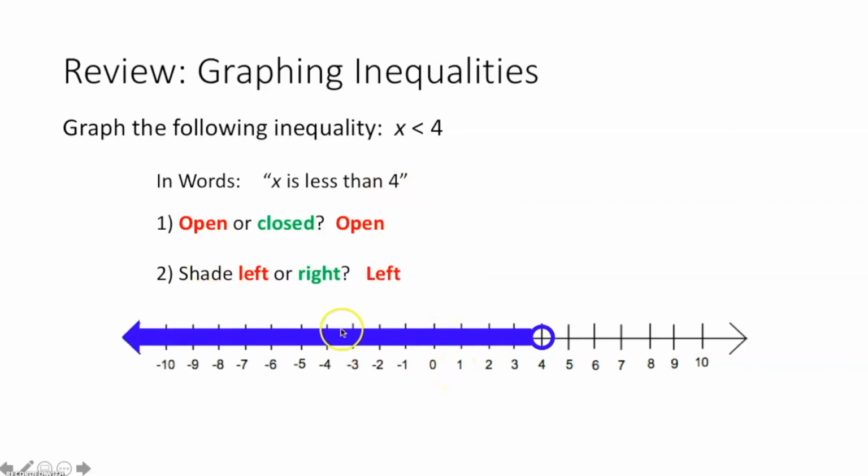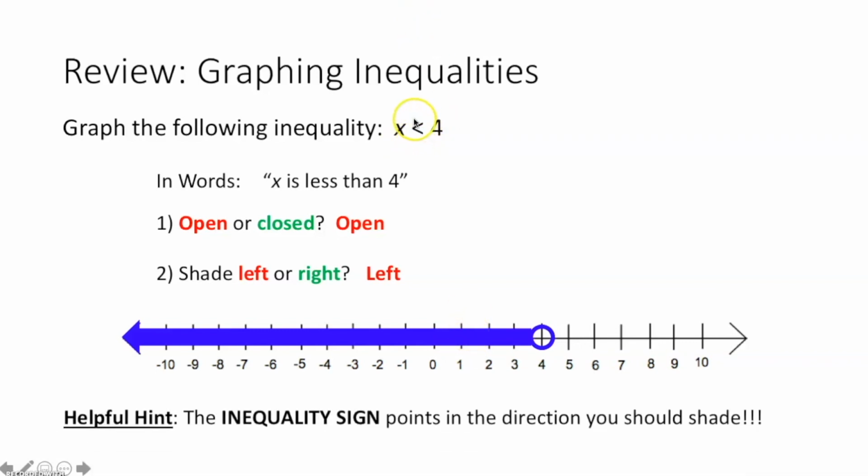And if you don't remember which way to shade, remember, you can always use our cheat code. What's the cheat code? We can just look at the inequality sign, and whichever way it's pointing, so you see this inequality sign is pointing to the left, that means we're going to shade to the left. And this only works when your variable is on the left-hand side. That's why we always move our variables to the left.